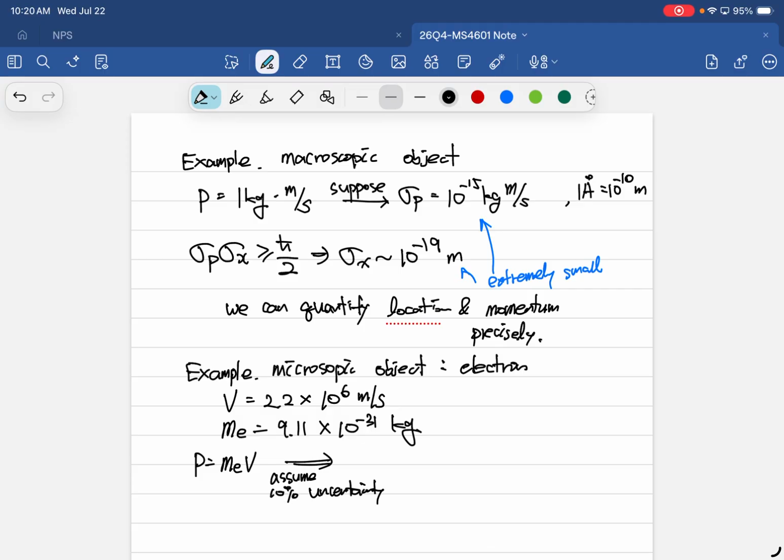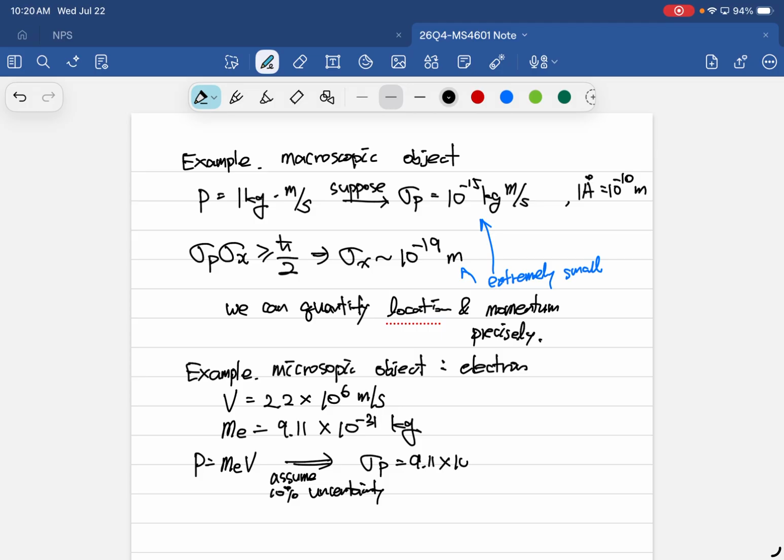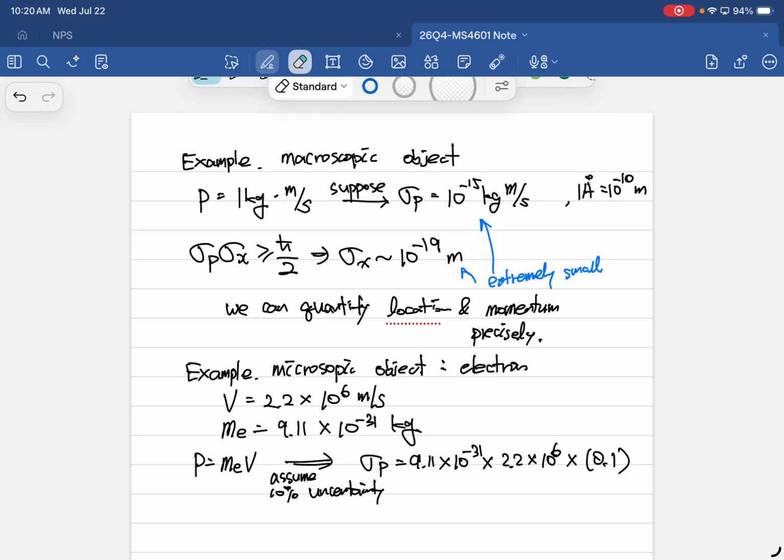So when we evaluate the standard deviation, that is 9.11 times 10 to the negative 31 times the velocity, 2.2 times 10 to the 6th power, and then because of this assumption, we multiply by 0.1. Again, this is just a rough estimation, just to show how this can be applied to the Heisenberg uncertainty principle.